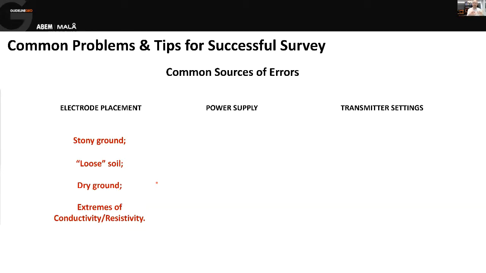So if we connect a number of electrodes together, they act as one bigger electrode. It increases the surface area and therefore allows the current to flow into the ground more easily with a lower resistance. Power supply, it's one of three things. It will be an undercharged battery, a battery that just doesn't have enough power to be able to last for a day's survey, or it's a depleted battery.